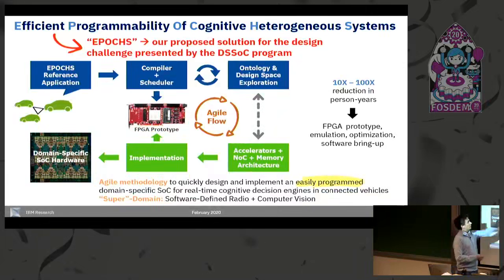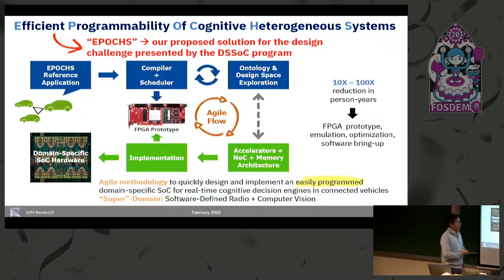We are developing an advanced compiler as well as a scheduler. We are also studying some mathematically grounded ontology generation mechanisms to more or less automatically identify what are the pieces of your application that are worth being accelerated in hardware, right? Instead of doing that brute force as we usually do, we need something that is more mathematically grounded, right? So this is the ontology generation part.